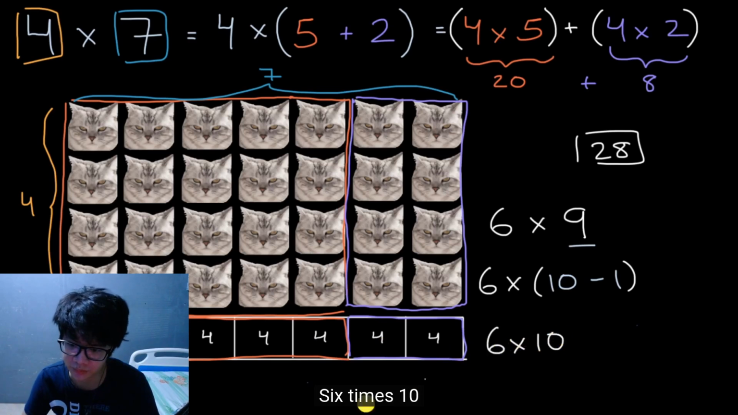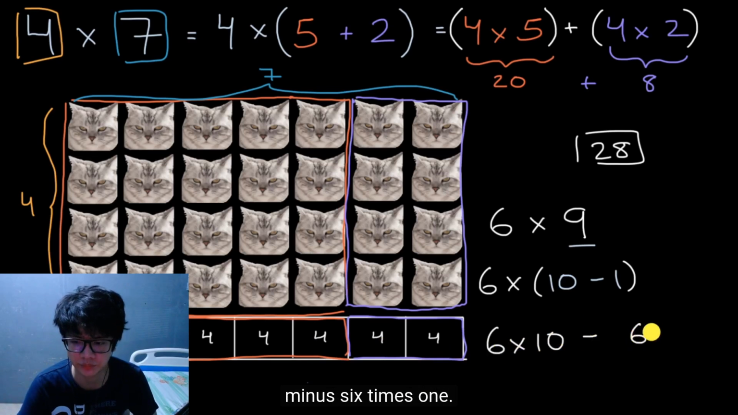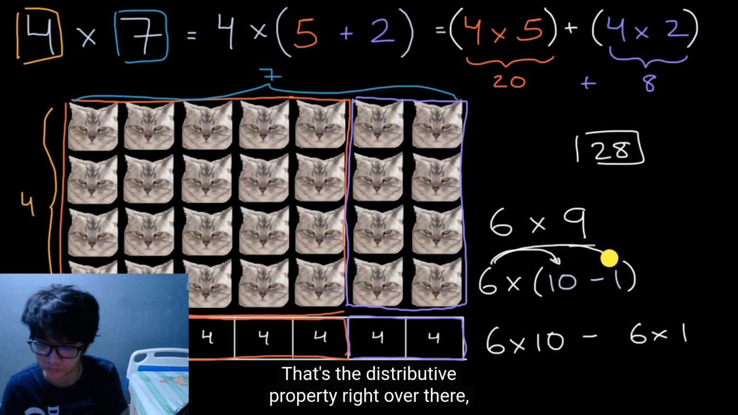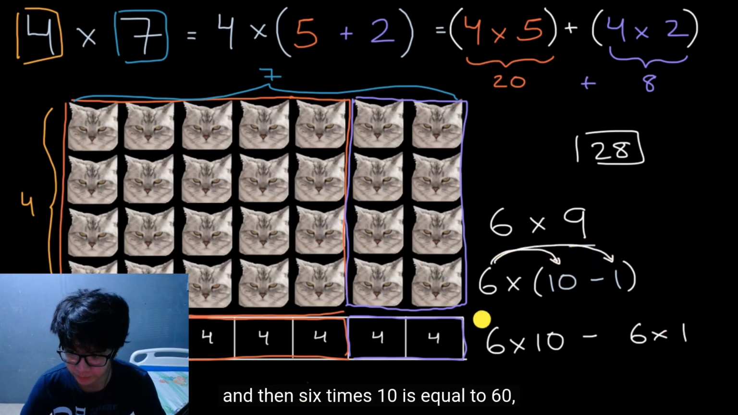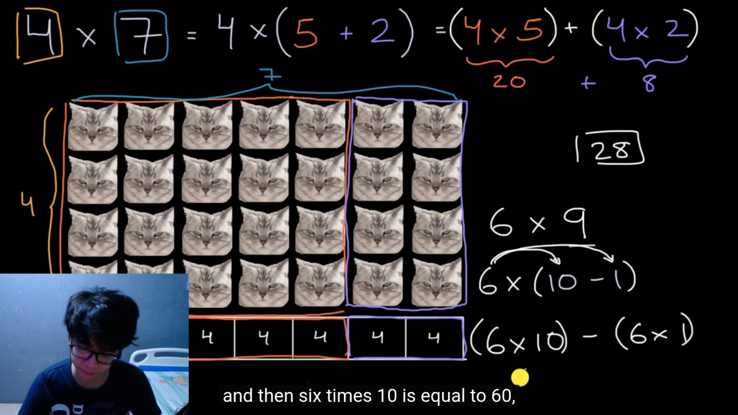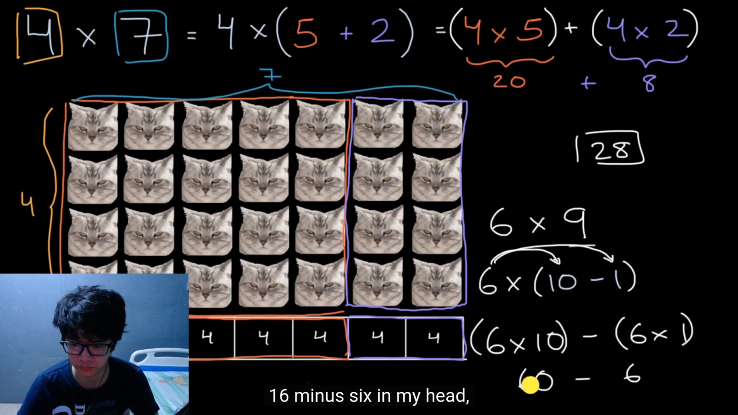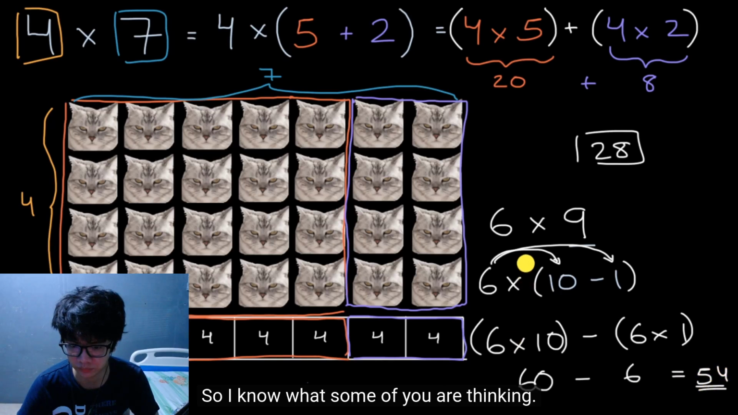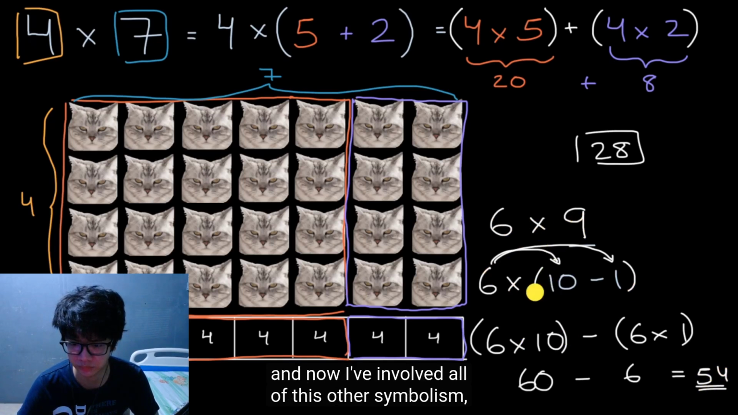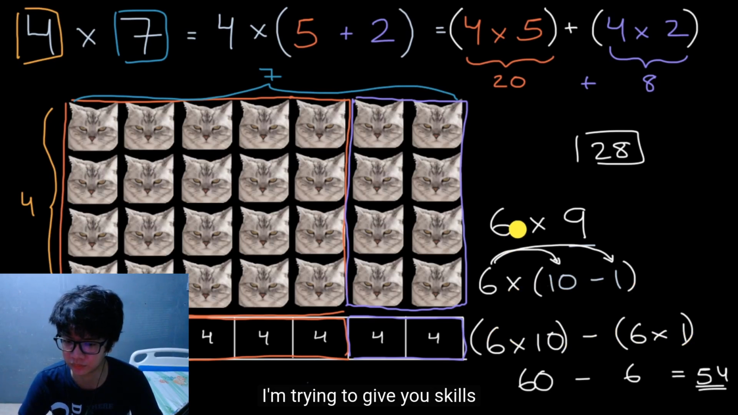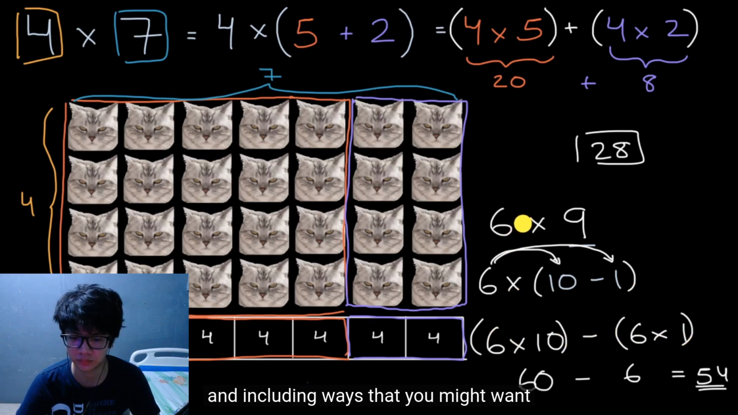minus 6 times 1. One way to think about it is I just distributed the 6. That's the distributive property right over there. And then 6 times 10 is equal to 60, and then 6 times 1 is equal to 6. And it might be easier for me to say, hey, 60 minus 6 in my head, that's equal to 54. So I know what some of you are thinking. 6 times 9 seems so clean, and now I've involved all of these other symbols, and I've written down more numbers. But at the end of the day, I'm trying to give you skills for breaking down problems, including ways that you might want to do it in your head.